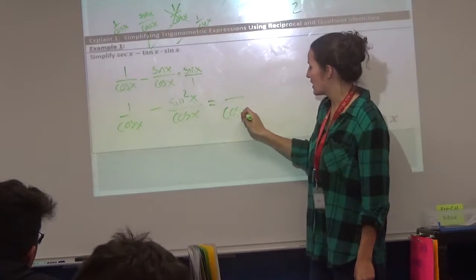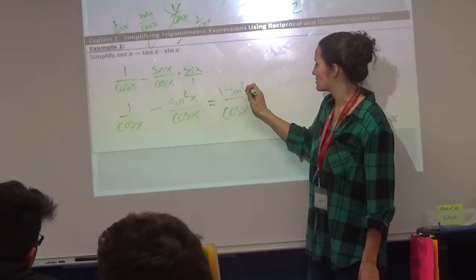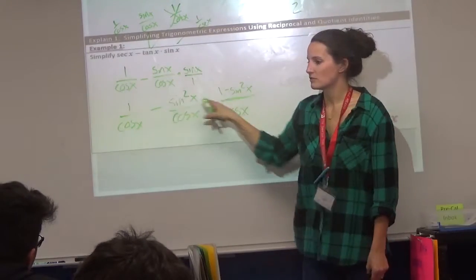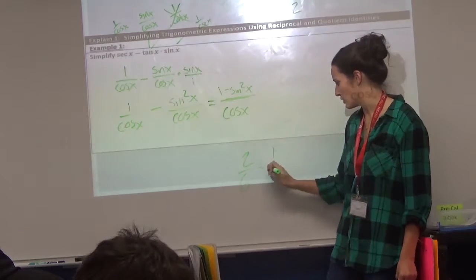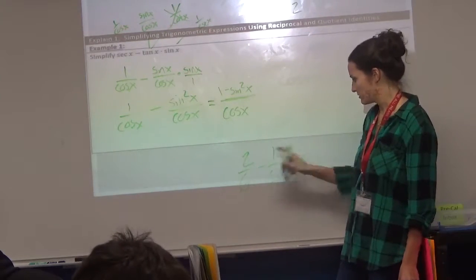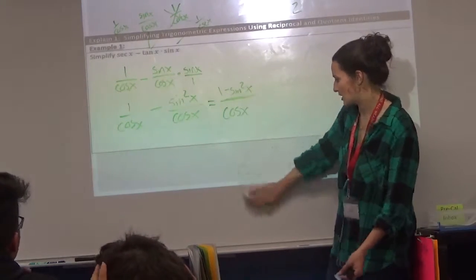So if I put those together, how many cosines would I have? I'd have 1 minus sine squared cosines. The top, you're just going to combine. Just like you have 2/6 minus 1/6, you just subtract the tops, right? We just can't actually subtract those.